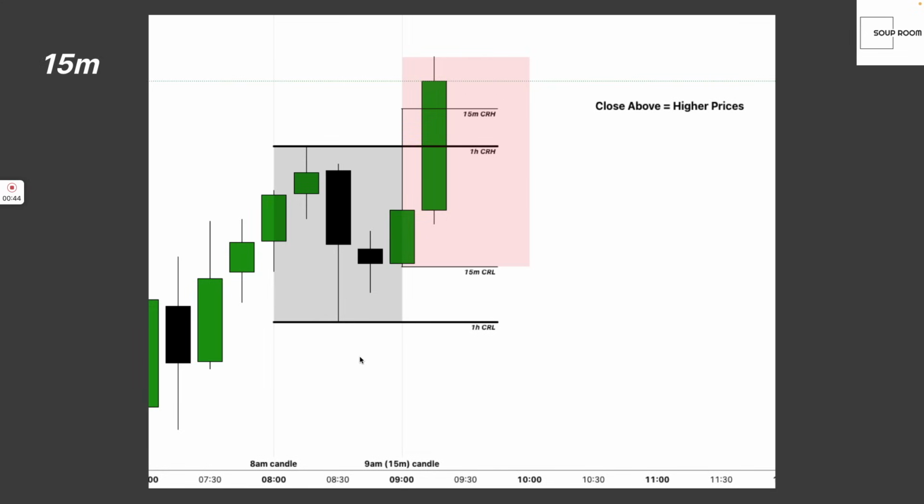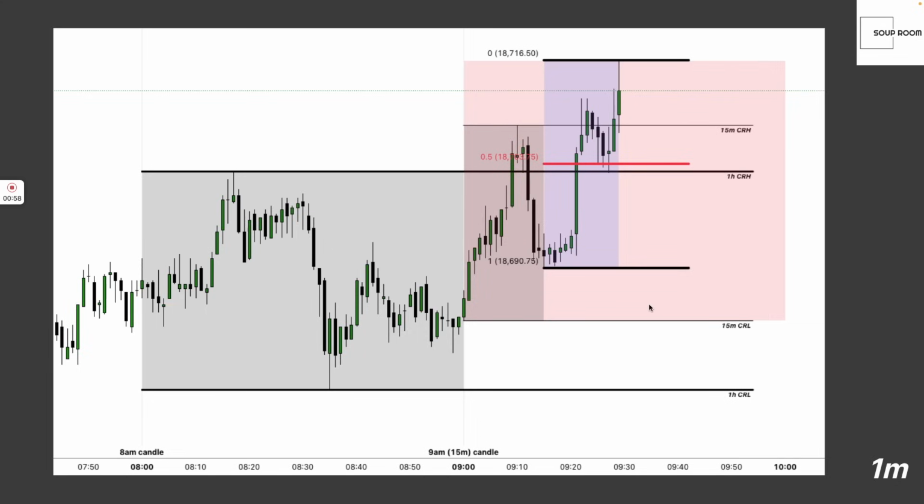So something important to understand is that we did not only close above the 15-minute high, we closed above the 1-hour high as well. Bullish. Close above equals higher prices. Hopping back down to the 1-minute time frame, we can clearly see the first 15-minute candle represented by this gray shaded region, and the second 15-minute candle represented by the blue shaded region.